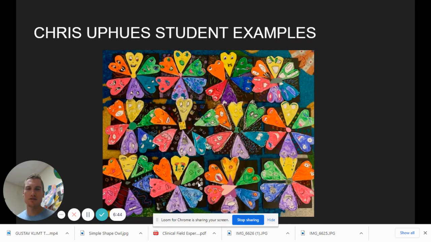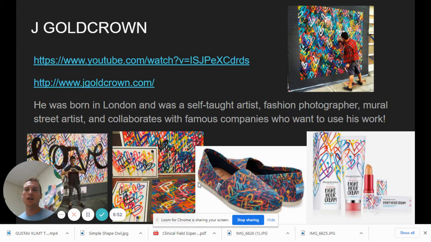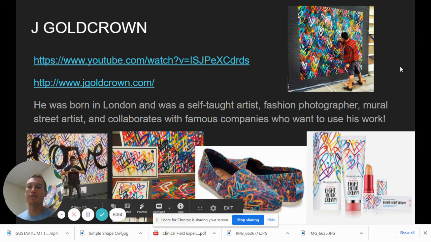And then here are some amazing student examples. You can see the amazing expressions, details, patterns, and action lines, and perfect color order. Well done. All right, Jay Goldcrown is also a very, very popular artist right now.